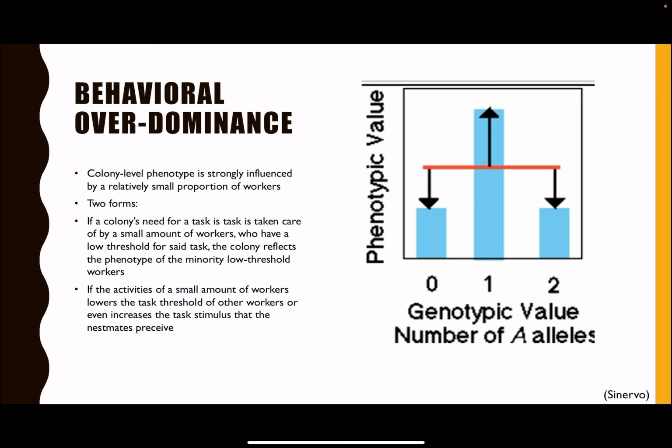The second one is if the activities of a small amount of workers lowers the task threshold of other workers or may increase the task stimulus that the nest mates perceive. And then here is just a little diagram showing that if, let's say, genotype A or genotype 1 increases, the other two are then going to decrease in response.